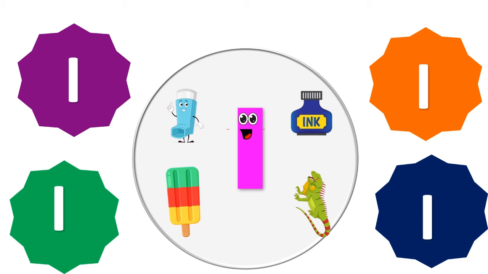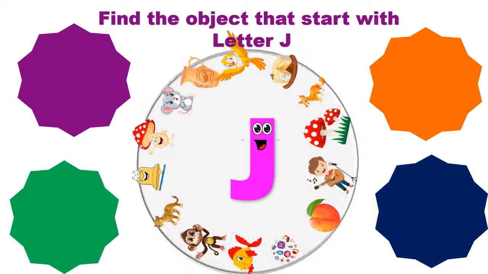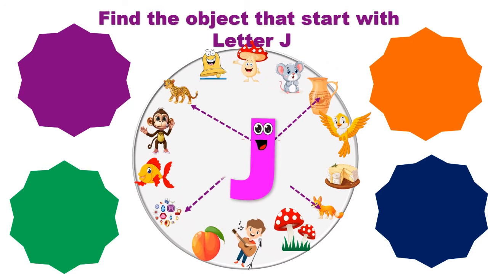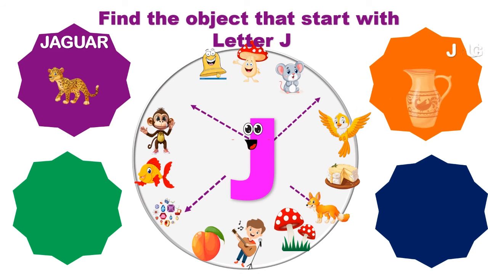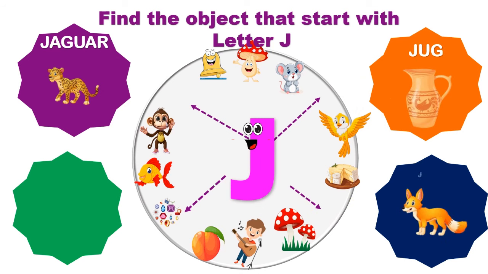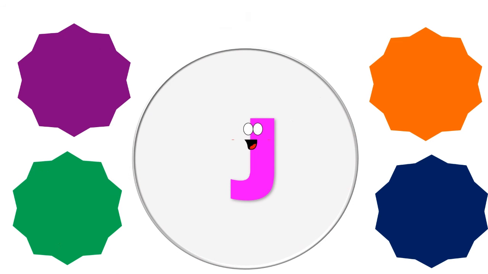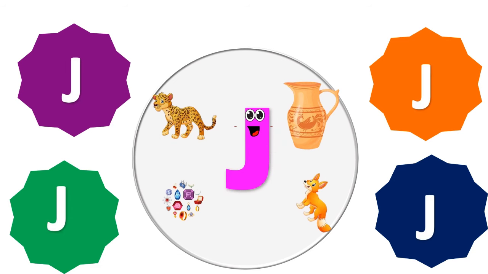J. Find the object that starts with the letter J. Jaguar. Jug. Jackal. Jewelry. J. Jaguar. Jug. Jackal. Jewelry.